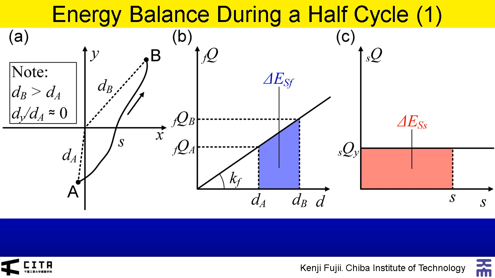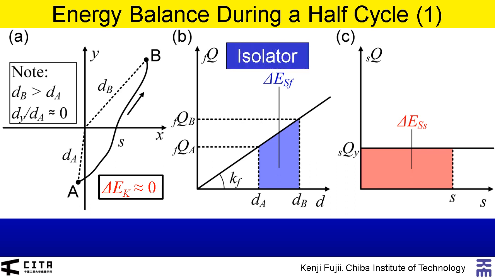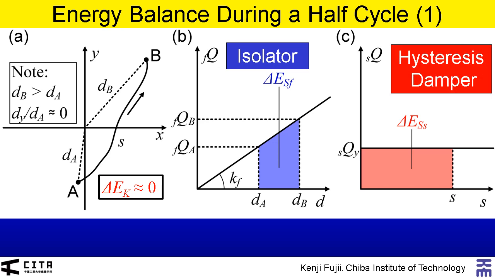First, we would like to formulate the energy balance during a half cycle. Let me consider a half cycle of structural response AB shown here. During a half cycle AB, the increment of kinetic energy is assumed to be negligibly small. The strain energy increment during AB is the sum of the strain energy increment of the linear elastic isolator and that of the hysteresis damper. Here, its behavior is assumed to be rigid perfectly plastic for simplicity.